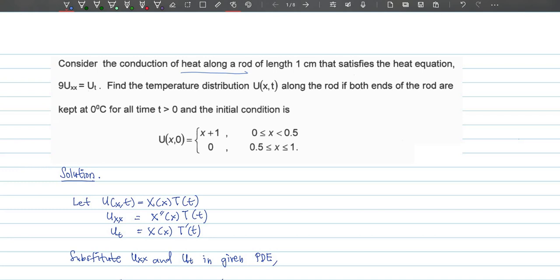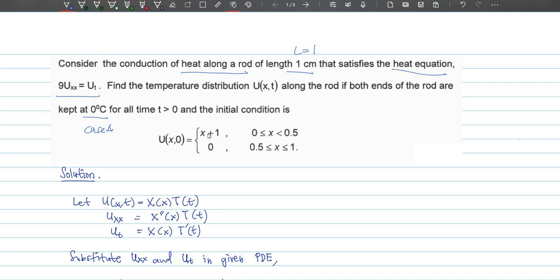The length is 1 centimeter, which means L is equal to 1, and it satisfies the heat equation 9u_xx equal to u_t. We need to find the temperature distribution u(x,t) along the rod if both ends of the rod are kept at 0 degrees C, which is case A, for all time t greater than 0, and the initial condition is as such. That means it is a piecewise function.